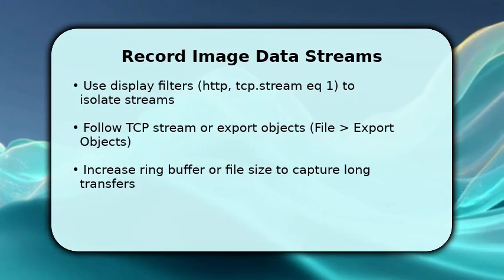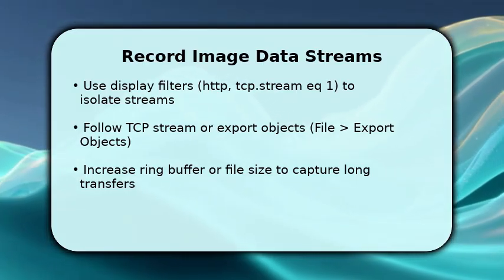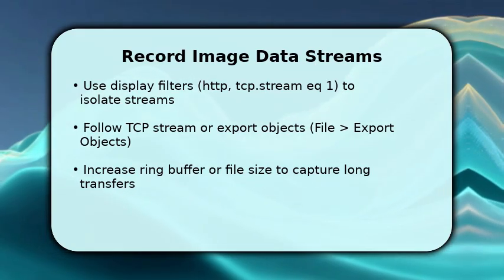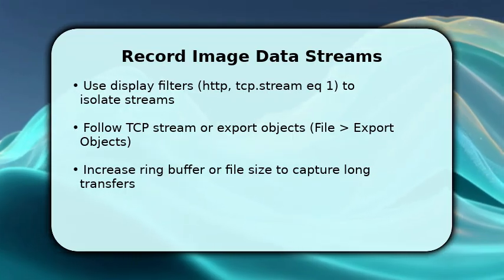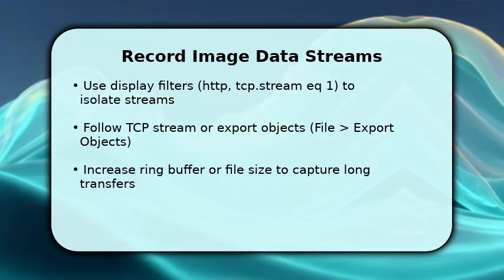Now focus on extracting the image payloads by isolating the correct streams. Apply display filters like HTTP or TCP. Stream EQ 1 to narrow results, then right-click and follow the TCP stream to reconstruct transferred data. This reveals why bytes map to an image file.